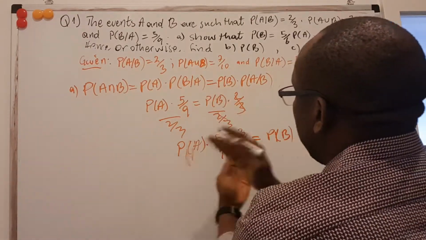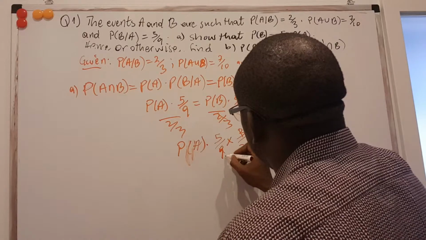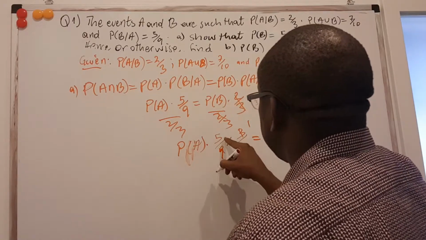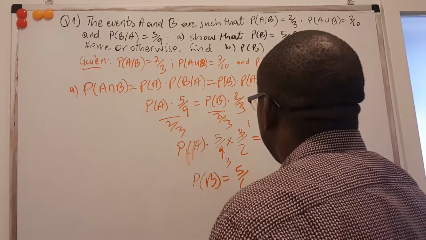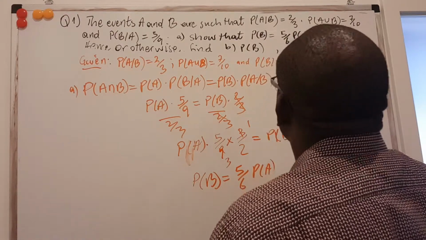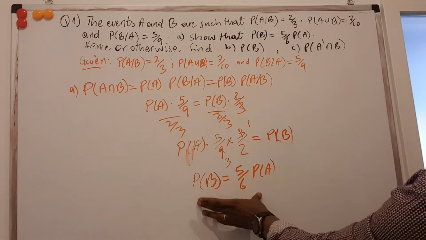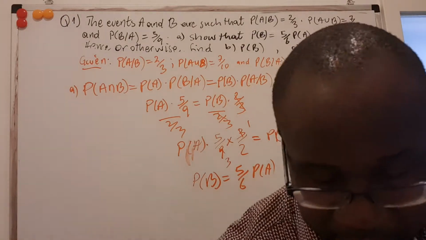So I can write it well by simplifying. 3 here is 1, 3 here is 3, and 3 times 2 is 6. So that's 5/6. So I can say P of B is equal to 5/6 P of A, which is as required there. So we've proven that one. We'll go to the next part.